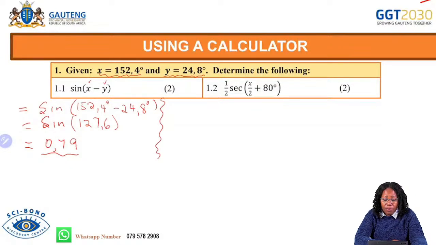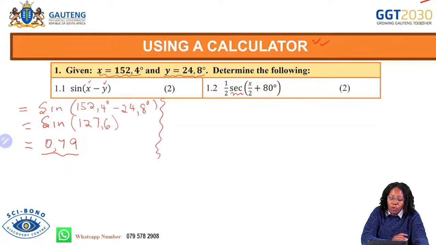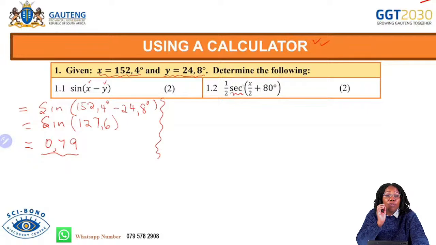1.2, we are given 1/2 sec of (X over 2 plus 80 degrees), and this is worth 2 marks. Remember now, because we are using a calculator, our calculator does not have the sec button. All calculators do not have the sec button. So now we need to write this in its reciprocal form. Do you still remember, grade 12?